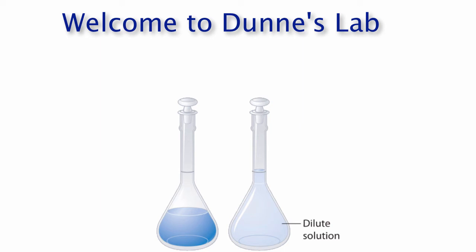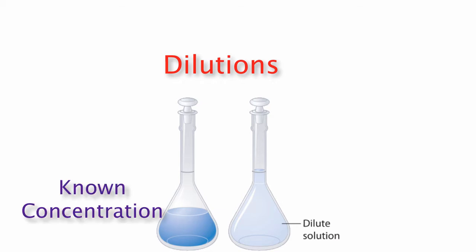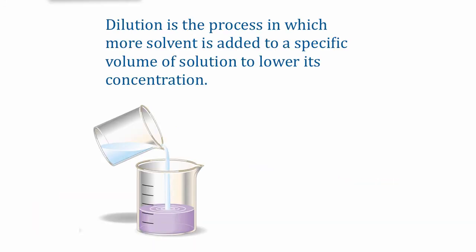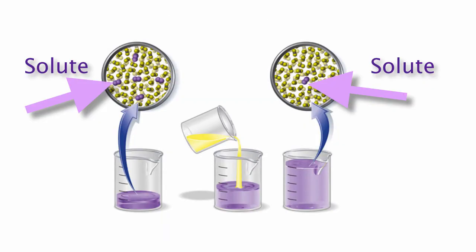Today's lesson is on dilutions. A common procedure encountered when working with solutions in the laboratory is that of diluting a solution of known concentration to a lower concentration. Dilution is the process in which more solvent is added to a specific volume of solution to lower its concentration. The same amount of solute is present, but it is now distributed in a larger amount of solvent. This is the original solvent plus the added solvent.